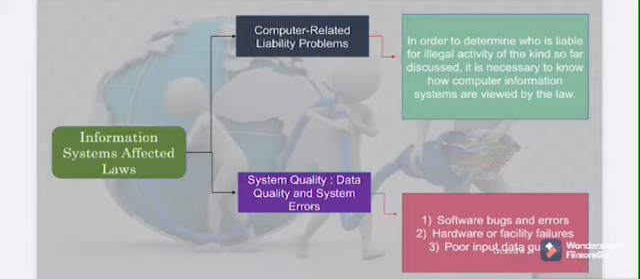In order to determine who is liable for illegal activity of the kind discussed so far, it is necessary to know how computer information systems are viewed by the law. Computer information systems may be seen by the law as analogous to other communication media such as a newspaper or common carriers, or they may be seen as a unique medium. Generally, it is very difficult to hold a software producer liable for their software products that are considered to be like books, regardless of the physical or economic harm that results.